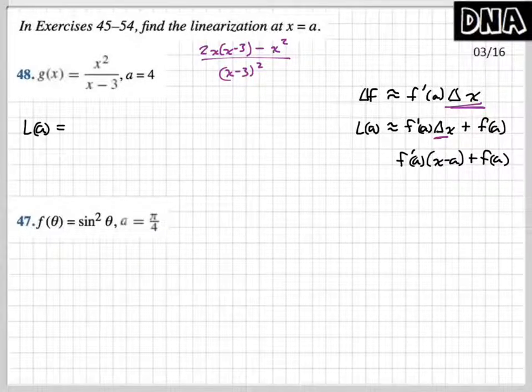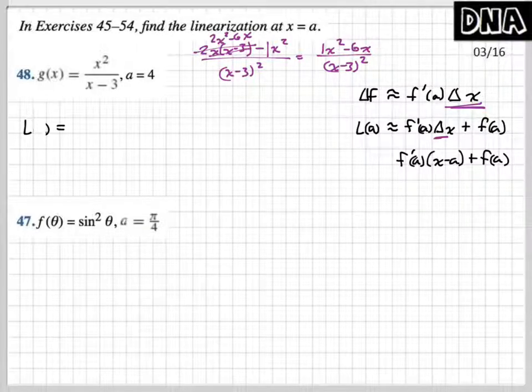So I can simplify this a little bit to make it look nicer. This would be 2x squared minus 6x. Okay, so that's done with that. And then the x squareds go down to 1x squared because there's 2 and there's negative 1 right there. And then we get minus 6x over x minus 3 squared.